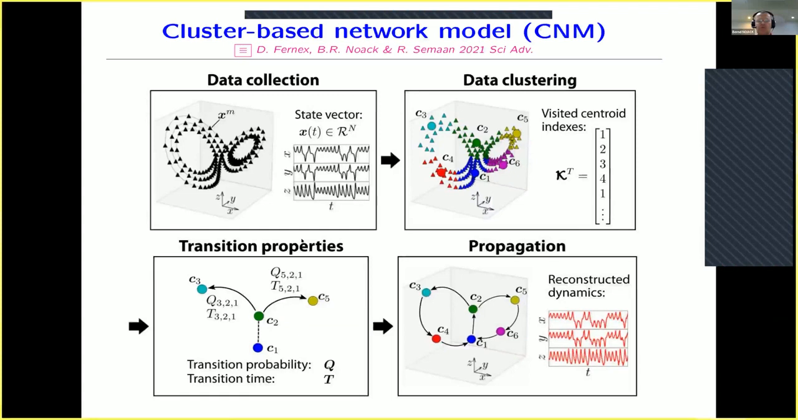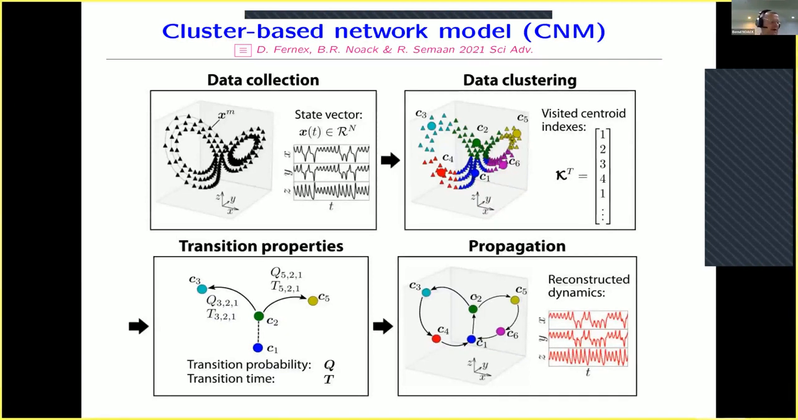And in the next step, we look at the transition properties. For instance, if you start at cluster 1, you may go to cluster 2. If you are at cluster 2, you may either go to cluster 5 or you may go to cluster 3. And these transitions have a probability which can be inferred from the data. And there's also an average typical transition time. So we know the probability and transition time. And with this data, we have a deterministic-stochastic model with which we can build propagation. So here you see the most simple example for the Lorenz equation.